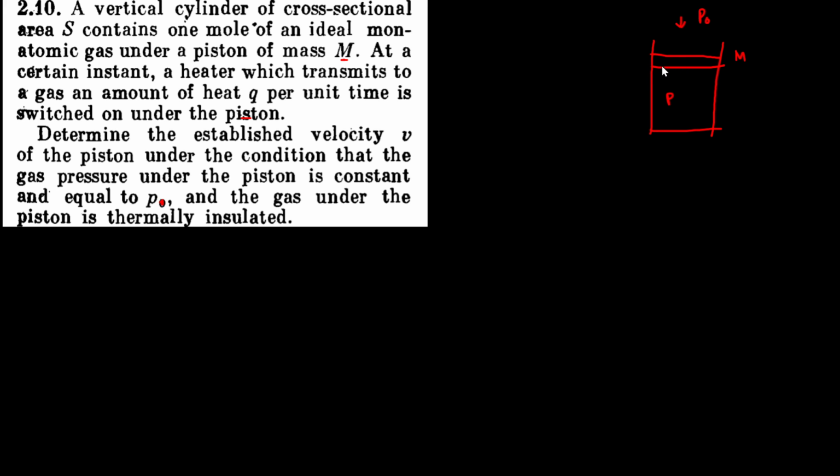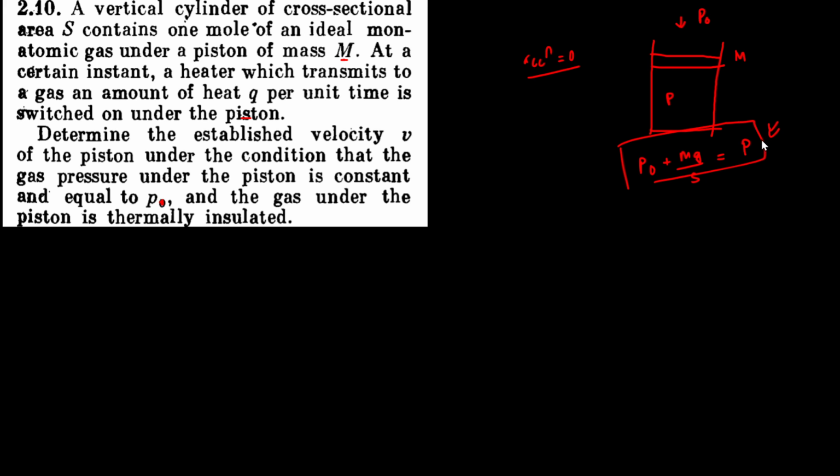What we assume here is that this piston is moving at constant velocity. That means the acceleration of this piston is 0. So we can clearly say that at every point, the force from inside has to be equal to the force from outside. So the pressure inside has to equal the pressure outside. The pressure outside is P naught plus mg by S, and that has to equal the pressure of the gas inside. This is a very important equation.